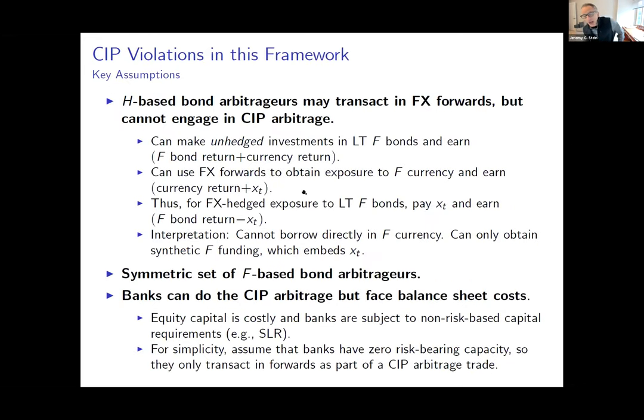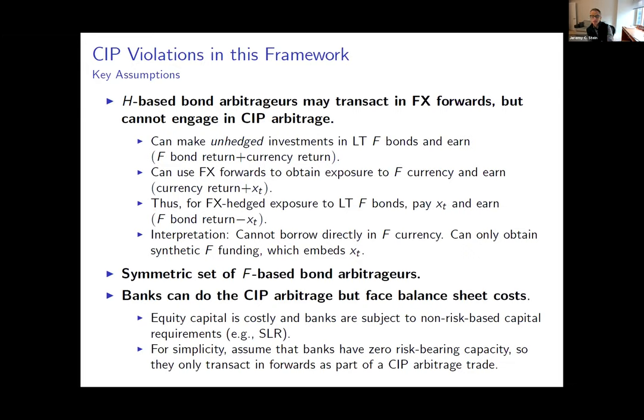Let me try to do a little bit about CIP violations. In what I've shown you so far, there is no CIP violation; CIP in the model so far would hold perfectly. Why? We have investors that are risk averse, but the CIP trade is itself completely riskless. It has no fundamental risk. So with nothing else in the model, CIP would hold.